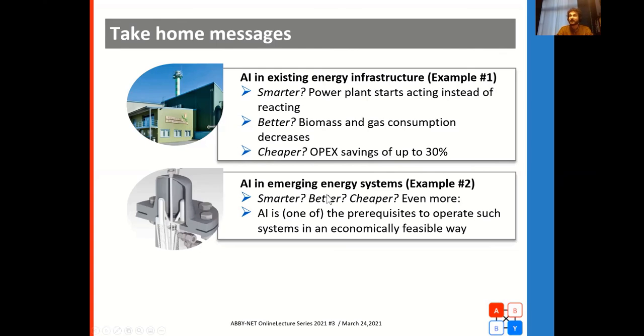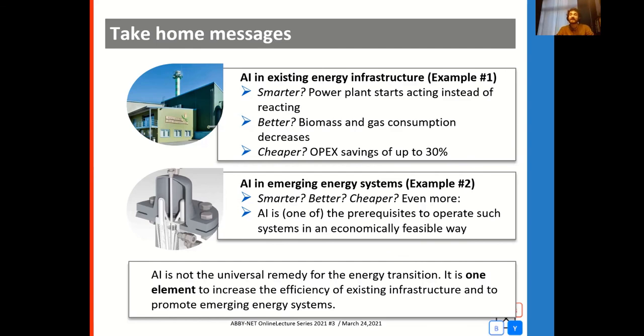For emerging energy systems, the question of smarter, better, cheaper is maybe not the right one, because it's even more. AI in such systems is one of the prerequisites to operate such systems in an economically feasible way. So it's not making an existing system better, but it's enabling a new system with AI. But of course, all the examples that we showed you, where we used AI, could maybe also be solved with other methods of statistics or whatever. For example, of course, there are other ways to predict prices than AI. So we would like to call AI not the universal remedy for the energy transition, but rather one element, in our point of view, to increase the efficiency of existing infrastructure and to promote emerging energy systems.